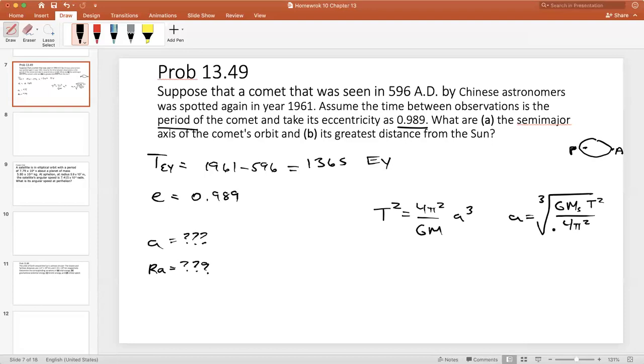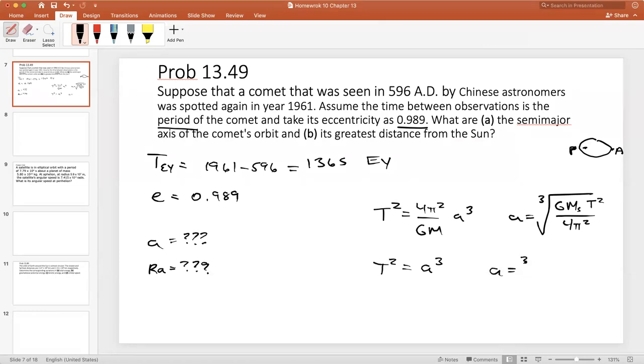Okay, you could do all that, but for objects in our solar system, it turns out that 4 pi squared over GM, if you convert it into time in Earth years and meters in AU, this constant becomes 1. And so what we get is, as long as T is in Earth years and A is in AU, we can find just this, which is really simple.